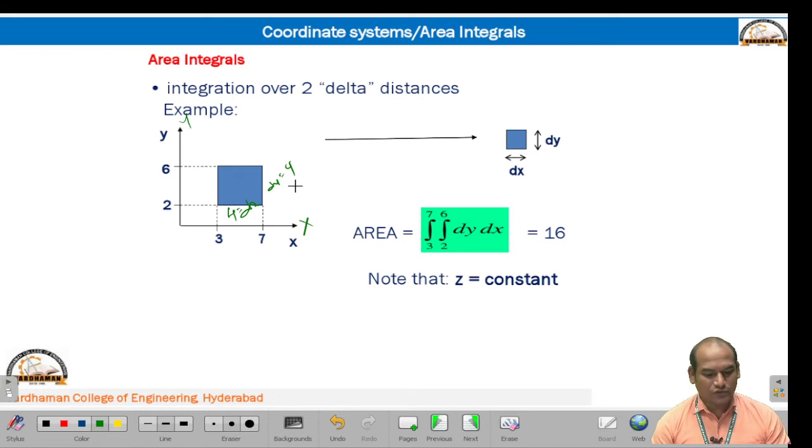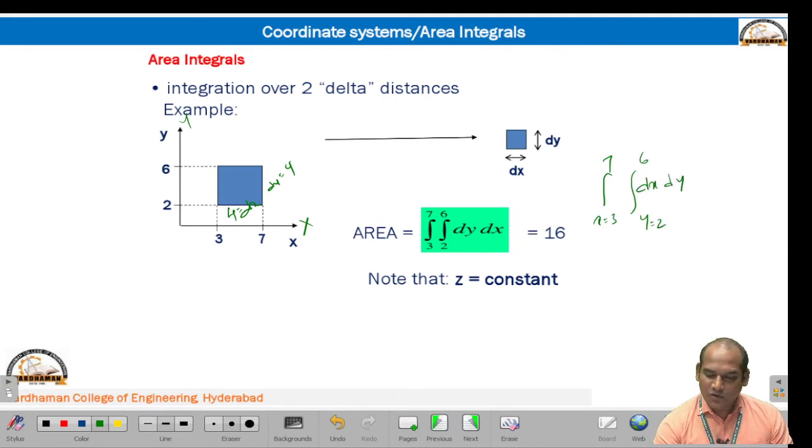that is 4 into 4, that is 16 you will get. Okay. So, that is what we are doing here. Integral x is changing from 3 to 7, integral y is changing from 2 to 6, the change is there for the x, change is there for the y, that is what we have given here. You will get 16. But on this particular thing z is fixed, we did not talk about z also. So, z is fixed.